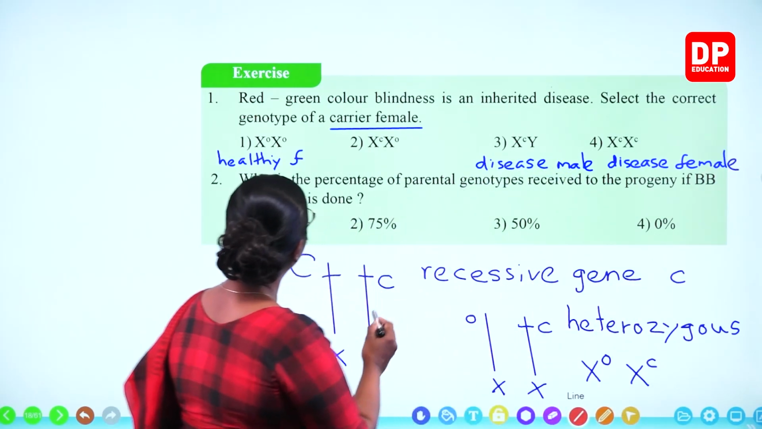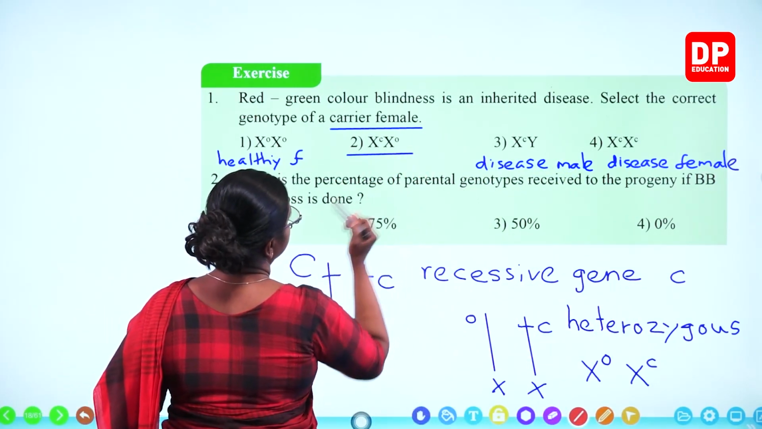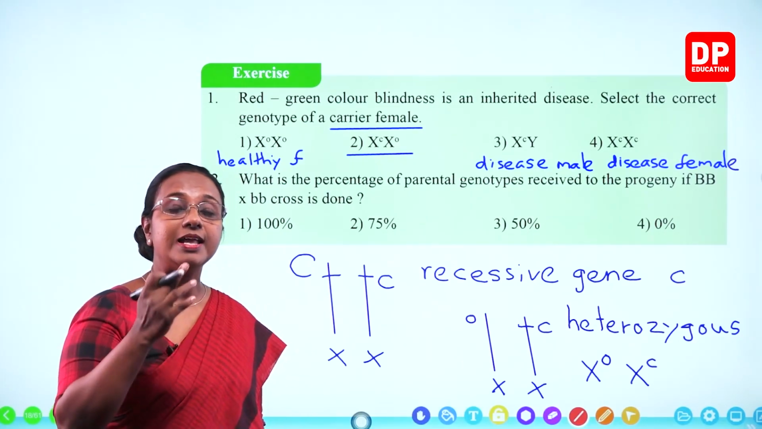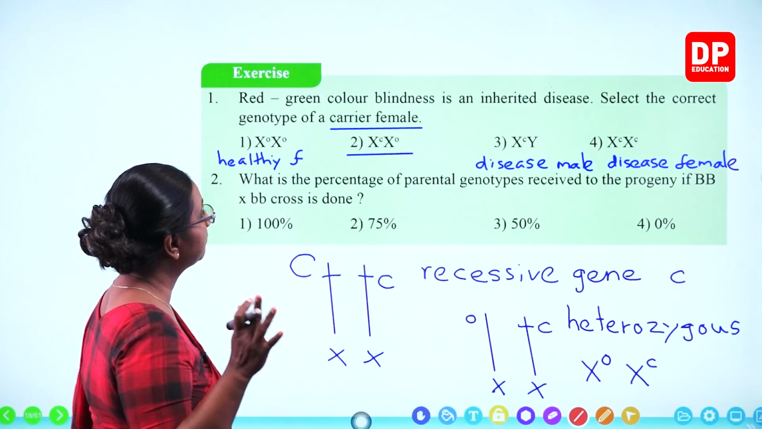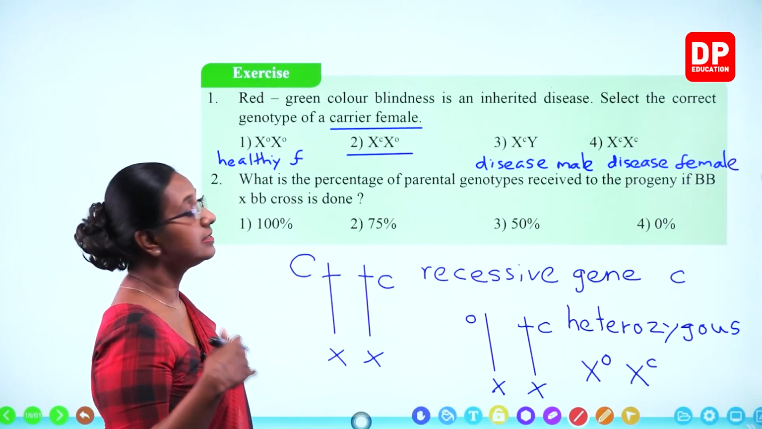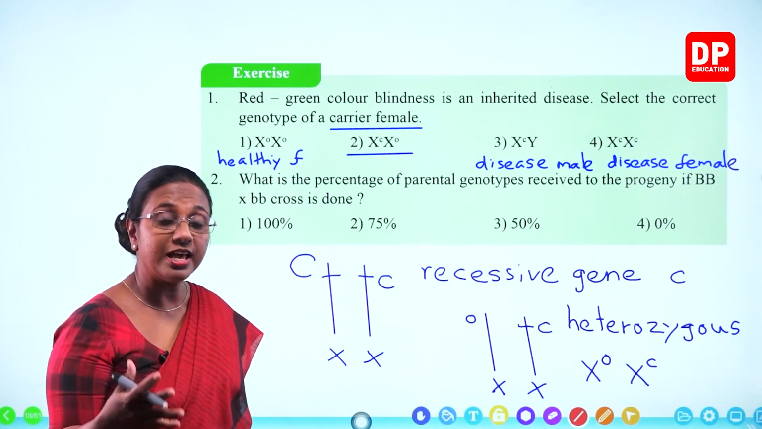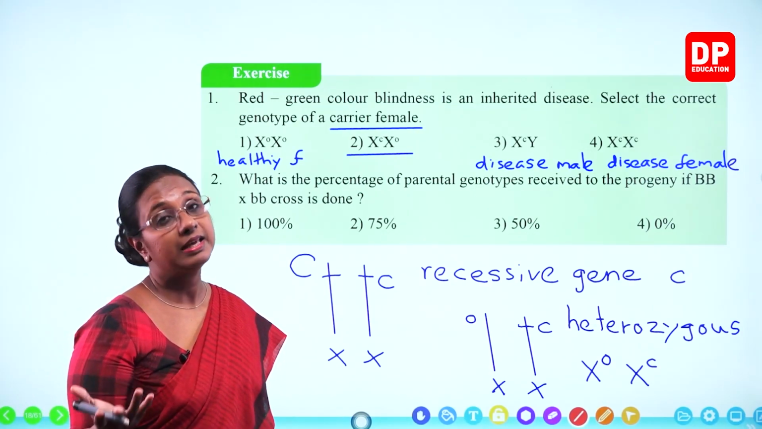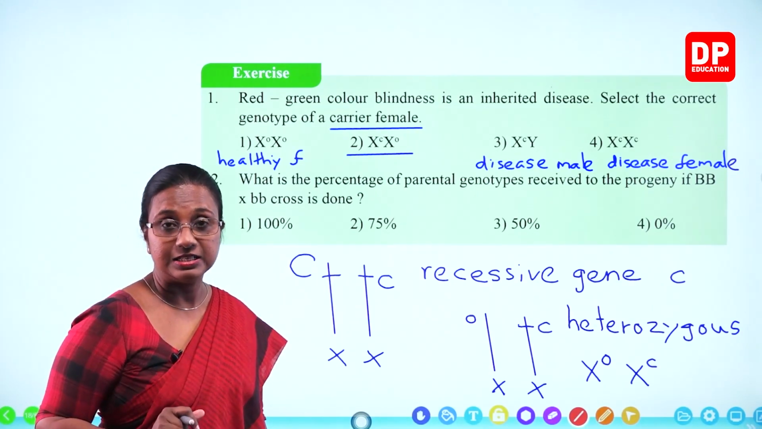So then the answer has to be this. X simple C, X0. One has the recessive gene responsible for the color blindness. The other chromosome does not have that recessive gene. So that will be a female carrier. Is that clear to you all?